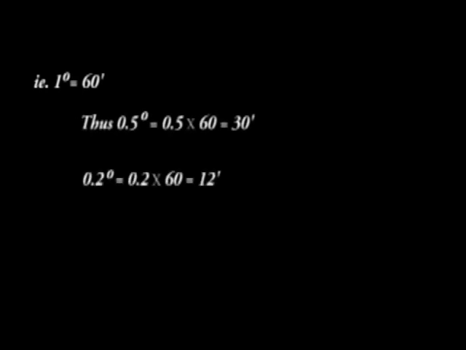Degrees and minutes. 1 degree is divided into 60 equal parts called minutes. 1 degree is equal to 60 minutes. Therefore, 0.5 degrees is equal to 30 minutes. 0.2 degrees is equal to 12 minutes. 300 minutes is equal to 5 degrees.